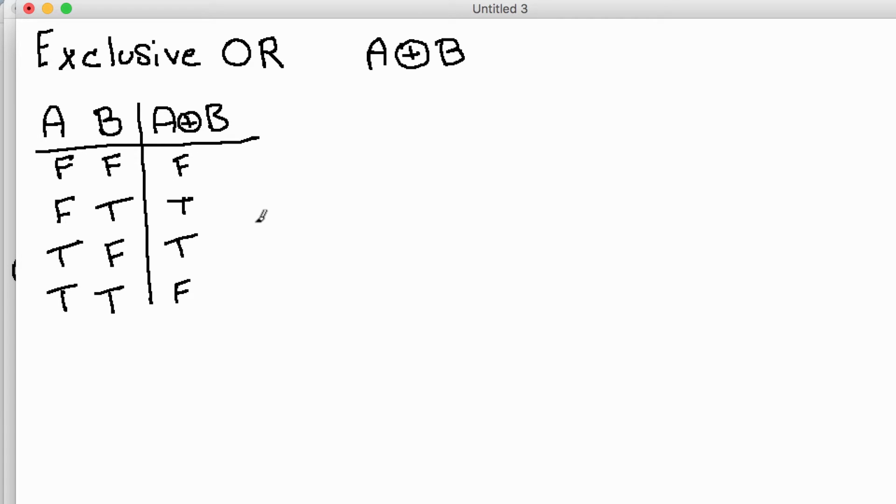Now, this truth table actually gives us an opportunity to look for a logically equivalent way of expressing A exclusive or B. Notice that A exclusive or B is true in this situation here, and that situation corresponds to not A and B. Remember, if A is false, then not A is true. And if B is true, then B is true.